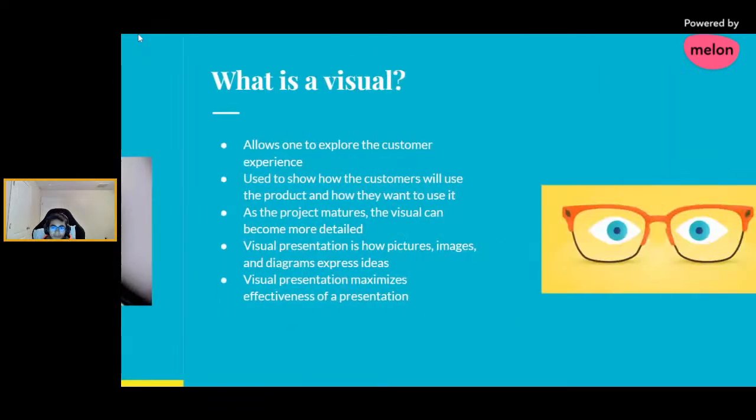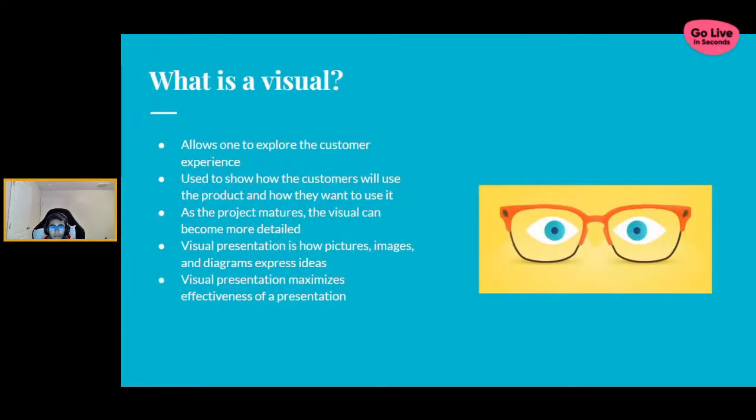What is a visual? A visual allows one to explore the customer experience. It is used to show how the customers will use the product and how they want to use it. As the project matures, the visual can become more detailed. Visual presentation is important as it shows how pictures, images, and diagrams express ideas. And visual presentation maximizes the effectiveness of any presentation.